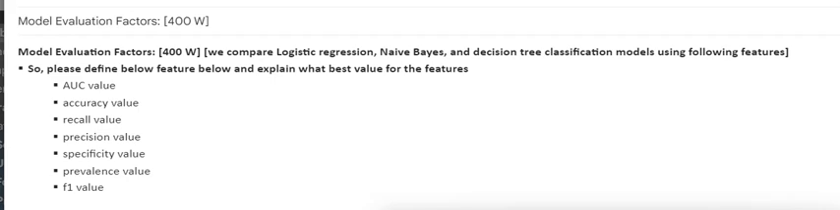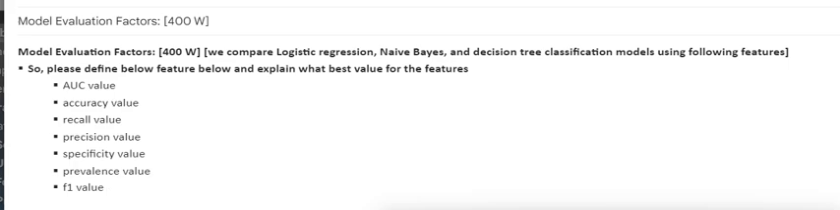Hello everyone. The person writing on this model evaluation factors should understand that when we run machine learning or data science algorithms, at the end of execution we will get results, and those results will include values such as AUC value, accuracy value, recall value, and some other values that are mentioned over here. Based on these values, we will decide whether the selected model is the best one or not.